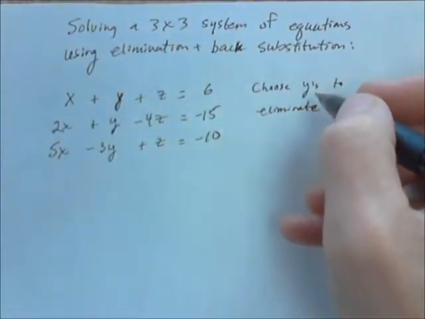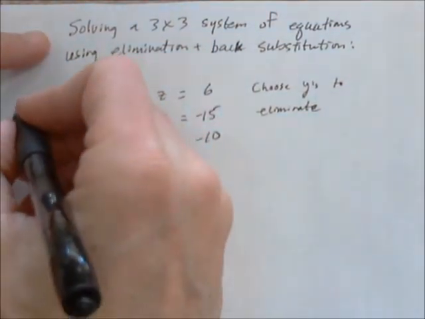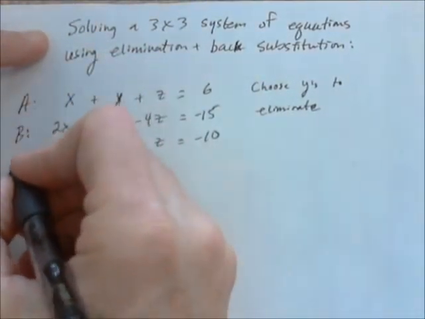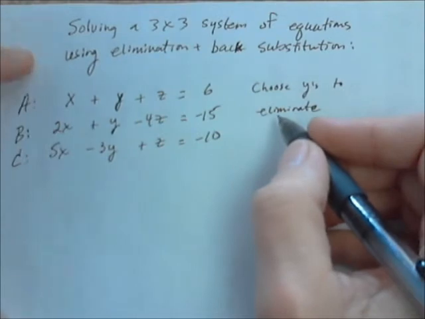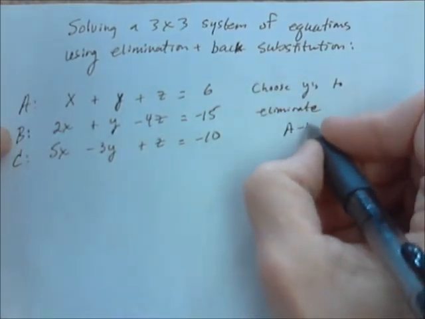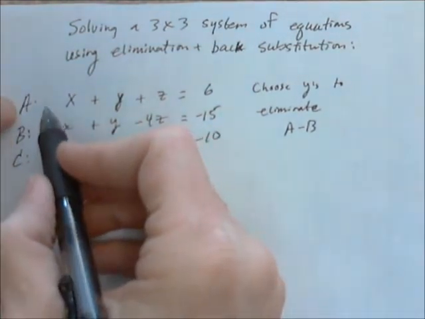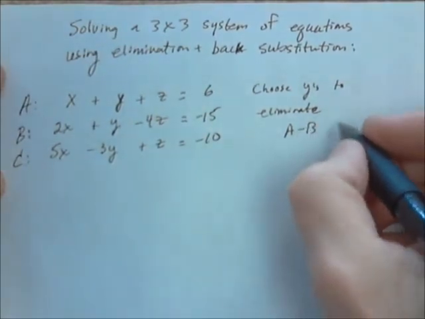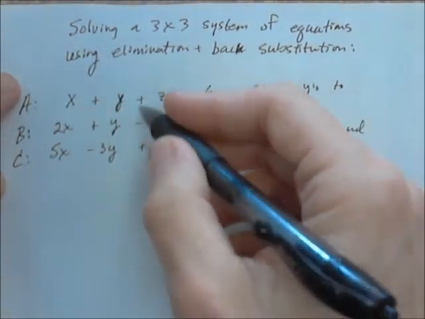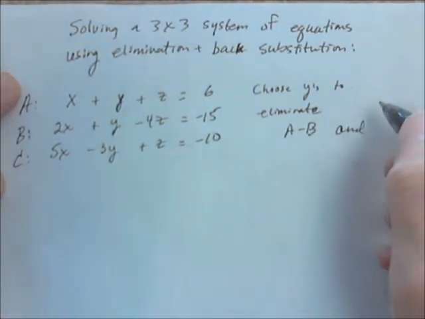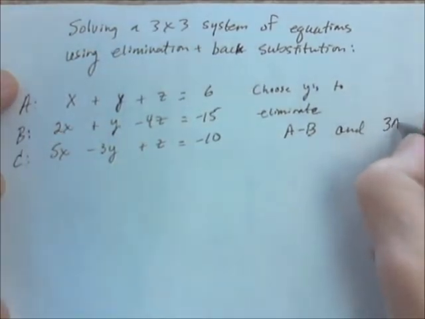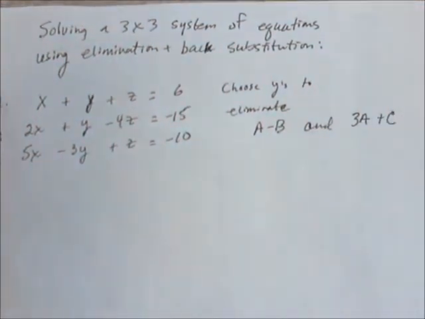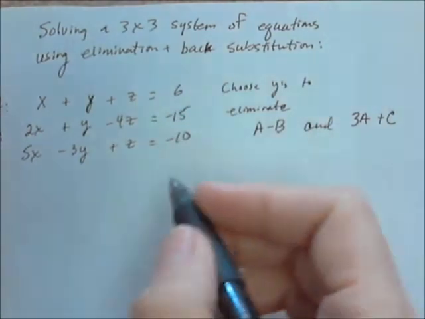And to keep track of these equations, I like to label them with capital letters. I call this capital letter A, B, C. And to eliminate the y's, what I'm going to do is subtract A minus B, these two equations. And then I'm going to multiply A by 3 and add it to C, because those y's will then add up. So I'm going to be doing those two things. You have to do two separate additions or subtractions for two of these equations to get rid of the y's, so you can come up with a 2x2 equation. So we have 3A plus C that will also eliminate the y's. So you have to do this twice.